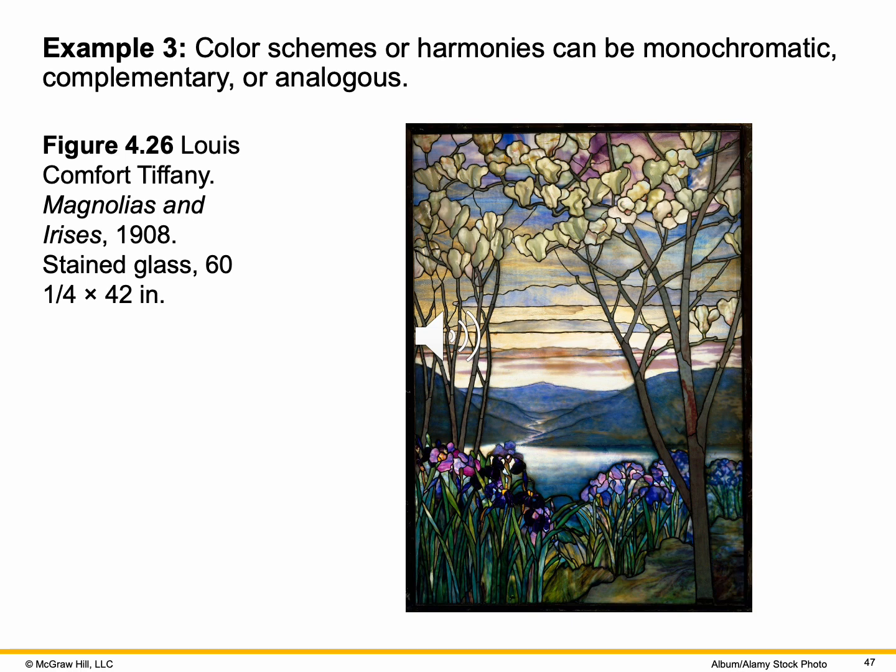Analogous harmonies combine colors adjacent to one another on the color wheel, as in this Louis Comfort Tiffany window, Magnolias and Irises, which moves from light blues to greens to deep violets. The analogous colors of the window, which was designed for a mausoleum, create a calm, introspective feeling for mourners, as cool colors are thought to have a calming effect.